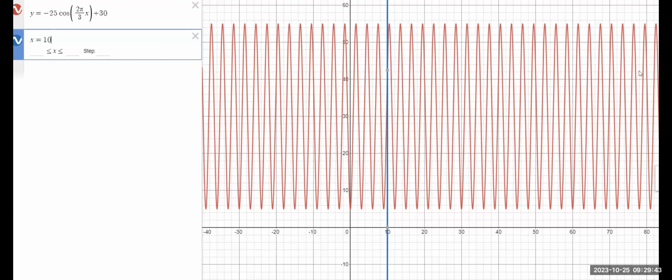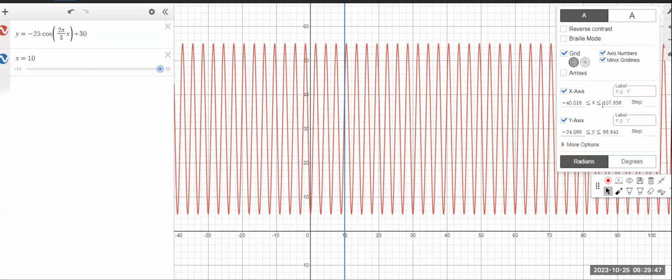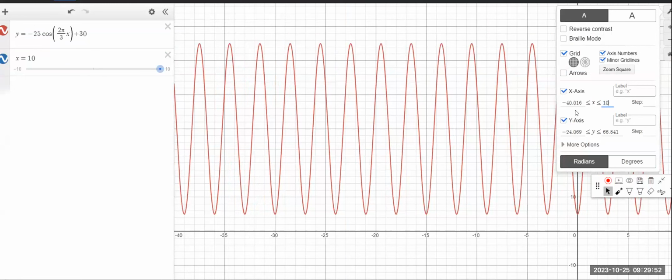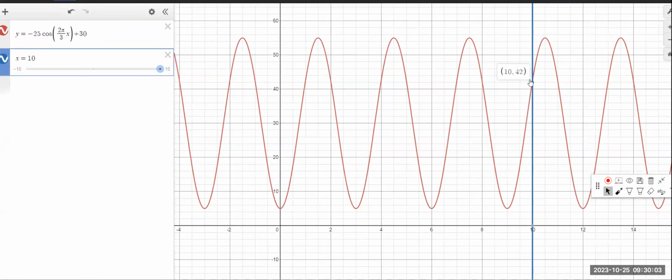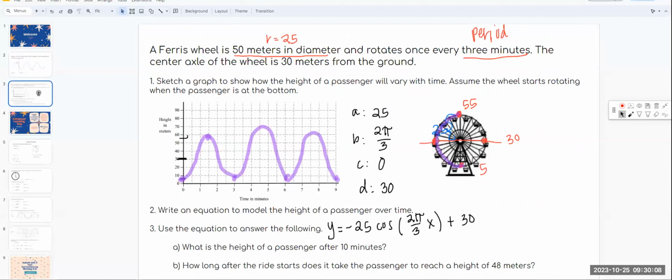So really, we don't have to. I was going to suggest changing the scale over here in the settings. Right now, we're going up to 107. Let's just go up to 10 and go down to negative 10. And then it's not quite so much. All right, so there, what was it? 42.5. And this is 42.5 meters.